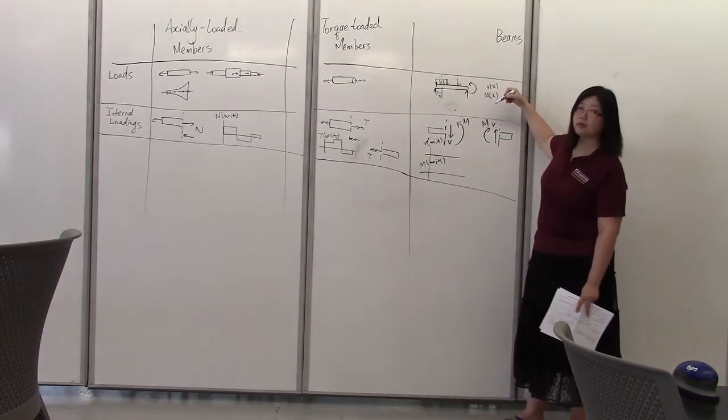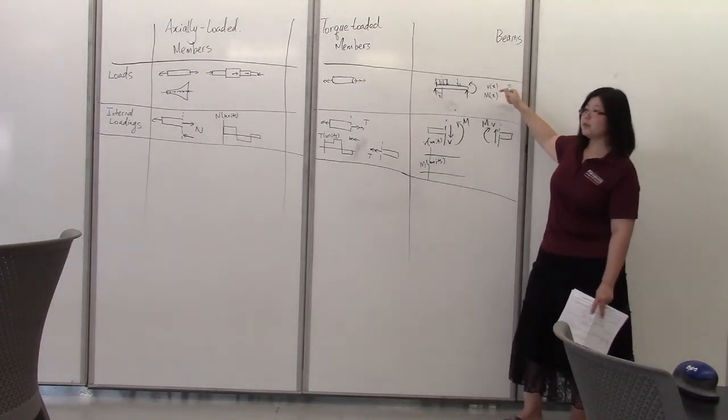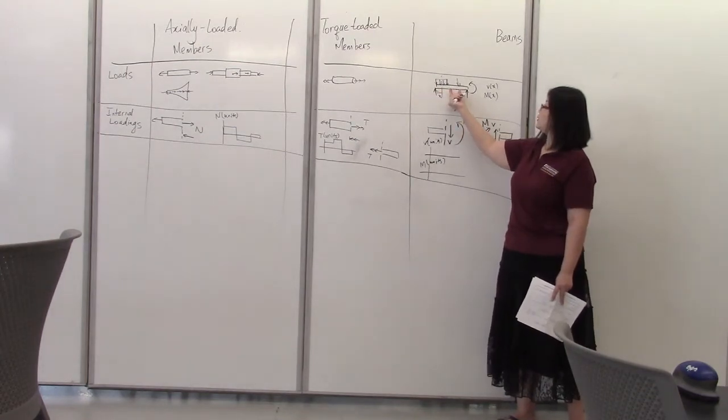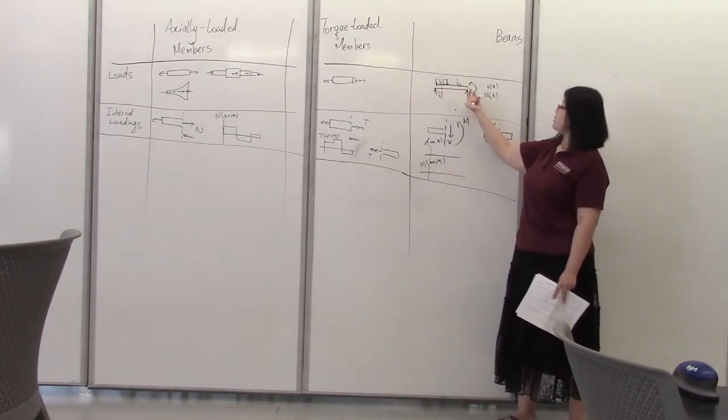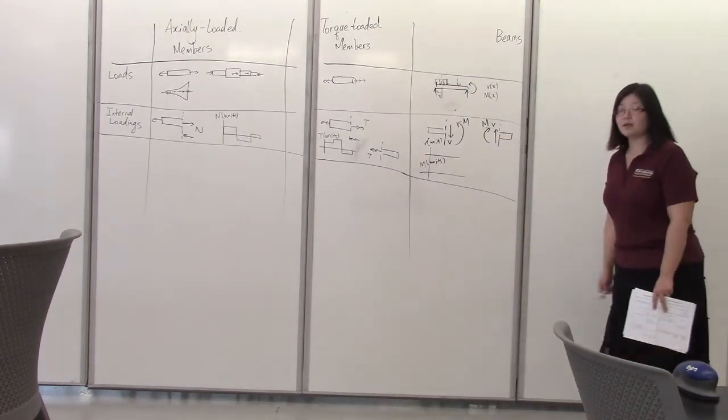sets of equations. Each set has V of X and M of X. So the first set applies to this little segment of the beam, the second set applies to this little segment of the beam, and the third set applies to the last segment of the beam. Okay. So that's using method of sections.